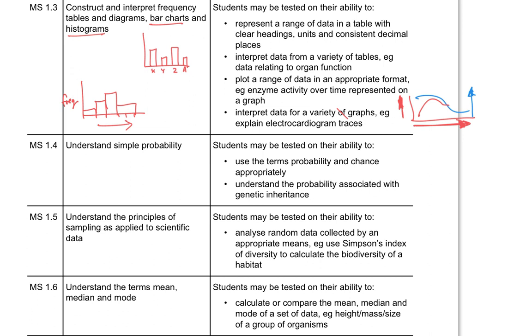Understand the principle of sampling as applied to scientific data. Yeah, so you can be tested on your ability to analyze random data collected by inappropriate means, e.g. the Simpson index. So we've learned a version of this, as in our syllabus, there's a diversity index equation, loads of n's in it, and you have to know it. There are different versions of the Simpson index.